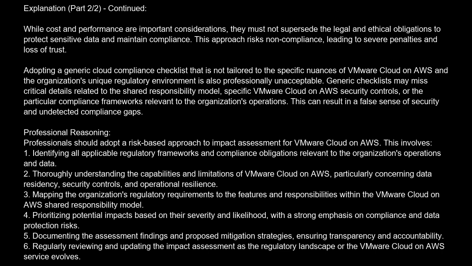3. Mapping the organization's regulatory requirements to the features and responsibilities within the VMware Cloud on AWS shared responsibility model. 4. Prioritizing potential impacts based on their severity and likelihood, with a strong emphasis on compliance and data protection risks. 5. Documenting the assessment findings and proposed mitigation strategies, ensuring transparency and accountability. 6. Regularly reviewing and updating the impact assessment as the regulatory landscape or the VMware Cloud on AWS service evolves.